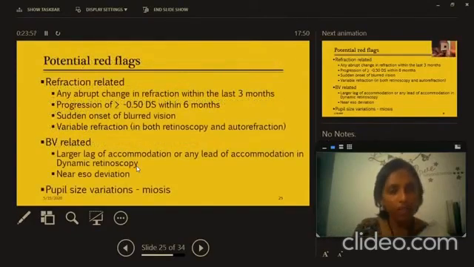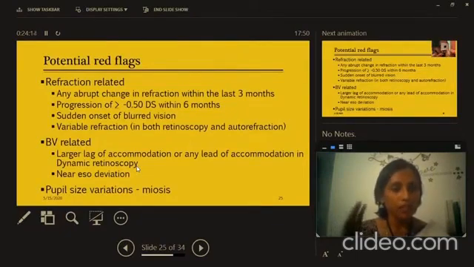So from this particular case, some of the potential red flags that we discussed, to summarize: if you're going to see a child or an adolescent post-COVID, what are those red flags that we need to keep in our mind and make sure that we refer these kids?